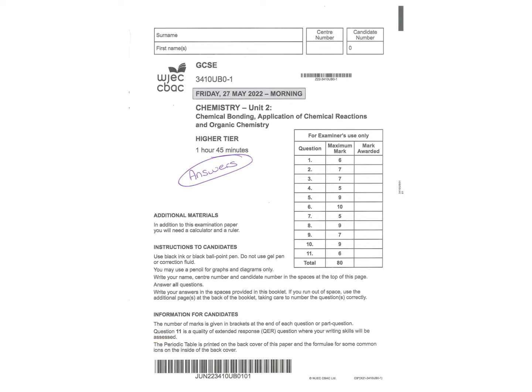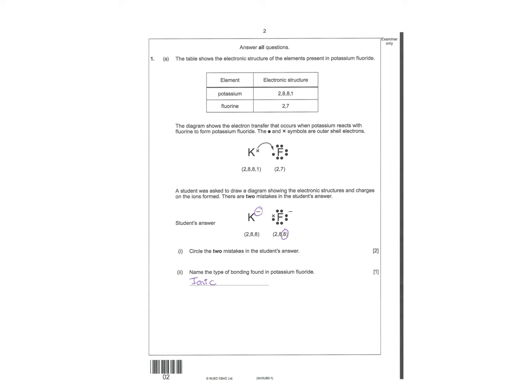So this is the Higher Triple 2020 paper. The first question is a nice ionic bonding question. You have to identify two errors with the student's answer. The first one is that it should be positive. The second one is that it should just be 28, not 288.